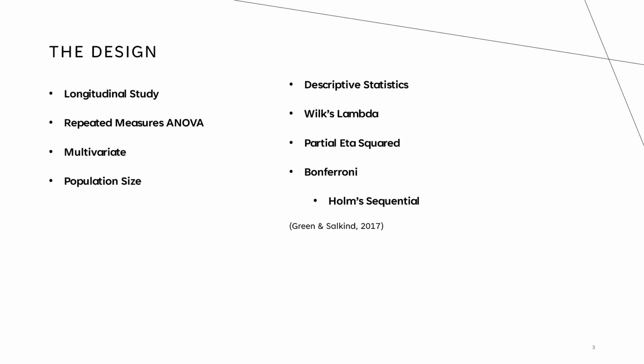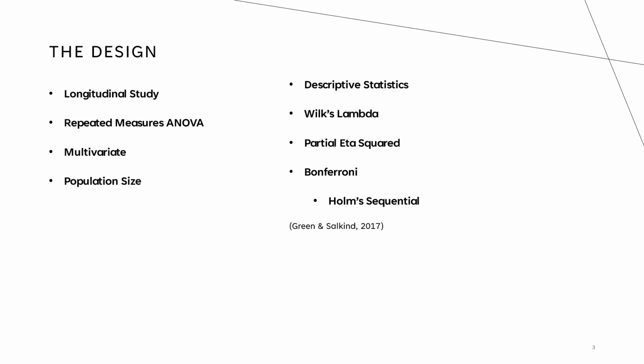So beginning with the design. This will be a longitudinal study because it'll take place over time, approximately a year, probably a little bit more than that. This will be a repeated measures ANOVA because the observations will be repeated over time. It's multivariate in nature because of the multiple factor levels. The test will require a specific population size of 30 or more participants to ensure validity.